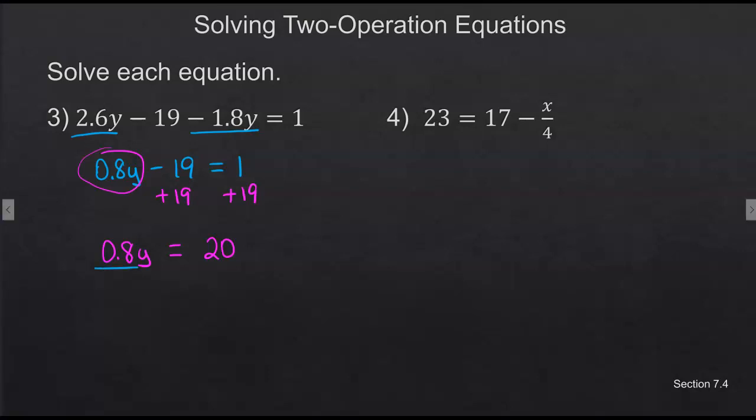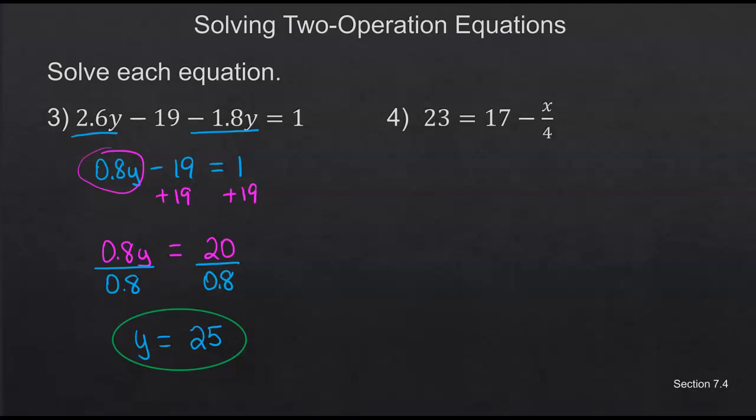Last step here is divide by 0.8. And y is 25. And of course, you will find that with your calculator when you take 20 divided by 0.8. Once again, you can go back and check this. I don't have a lot of space, so I'm not going to check this one, but you would just take 2.6 times 25 minus 19 minus 1.8 times 25. Always go back to the original equation in case you made a mistake somewhere as you were solving.